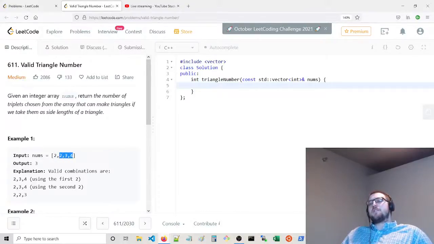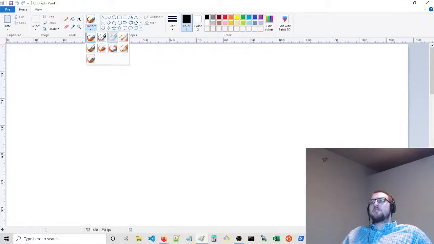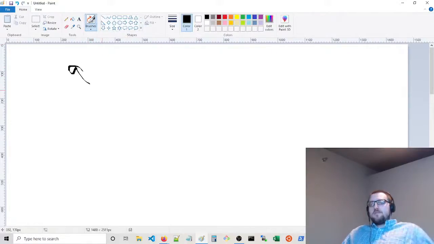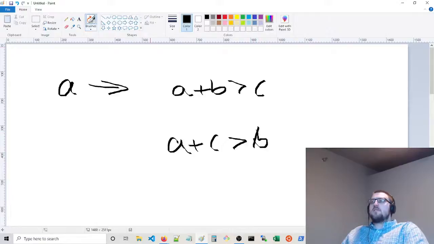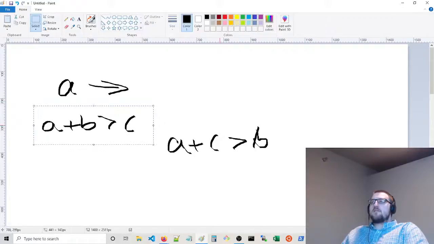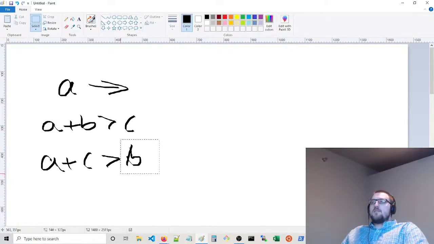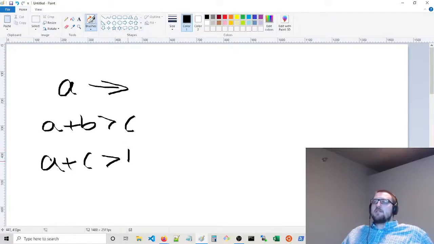Any elements that you would pick, it would need to be the case that A plus B is greater than or equal to C, and A plus C is greater than or equal to B. So suppose we picked some A. We would have A plus B strictly greater than C, and A plus C is greater than B. And so does that imply anything about B and C that we can use to filter on how many things we want to look at?